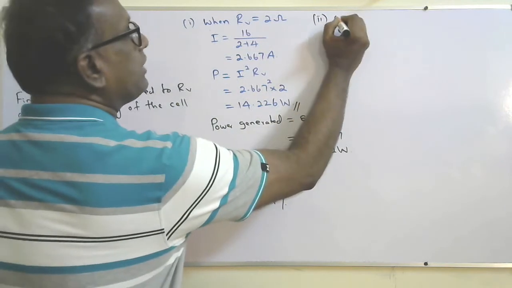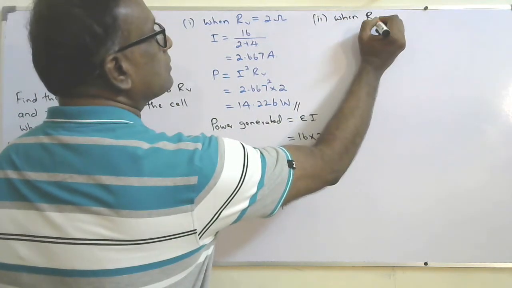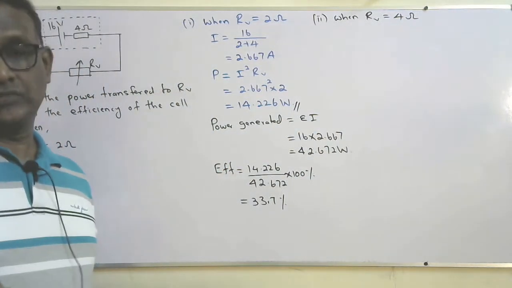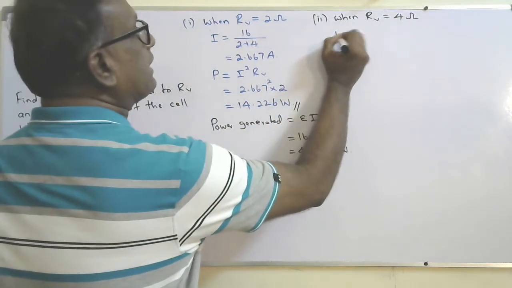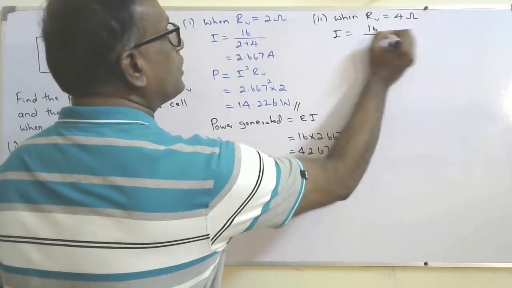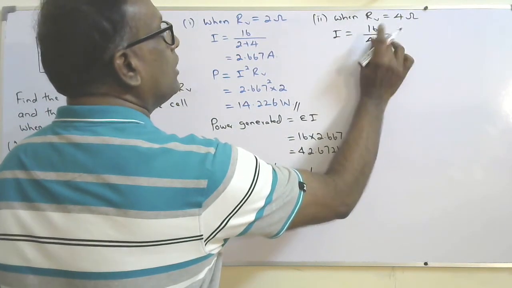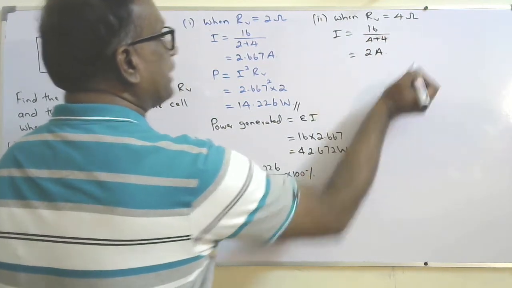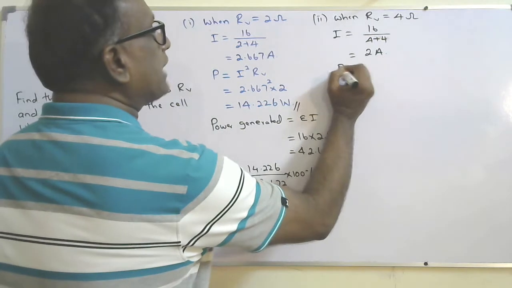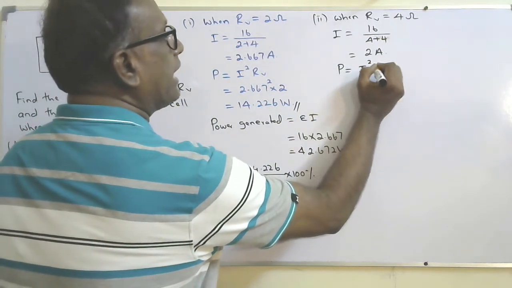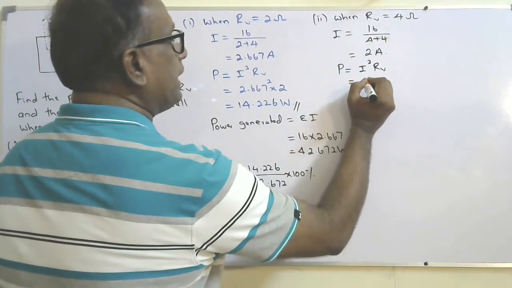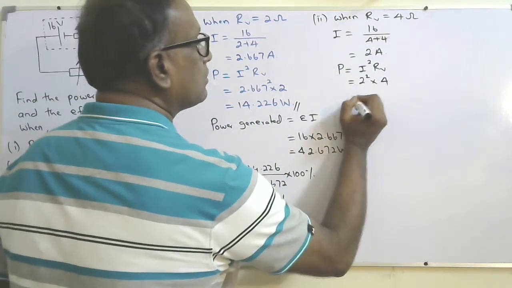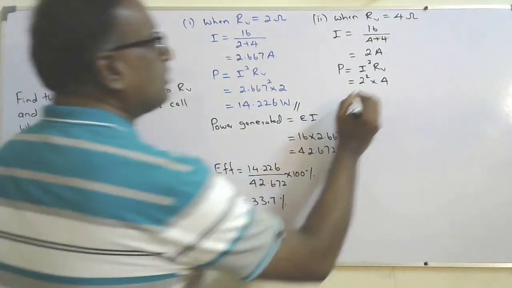So when RV equals 4 ohms, we know that gives the optimum power output. I need to find the current flow: 16 over total resistance 4 plus 4, that is 8, so the current is 2 ampere. The power given to the external circuit will be I squared RV, so 2 squared into RV which is 4. That is 16 watts.